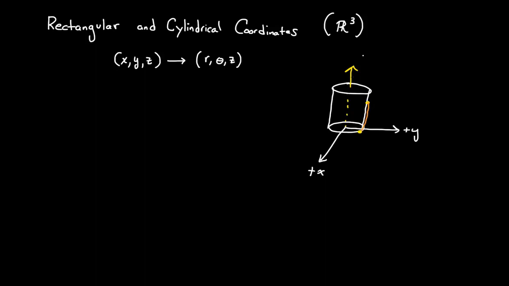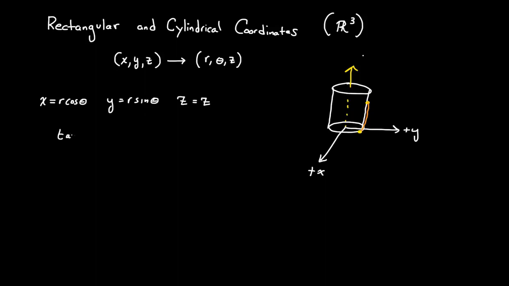So the conversion there is real straightforward. x is equal to r cosine of theta. That's the x coordinate along the circle. y equals r sine of theta, again along the circle. And then we'll just go up into the z plane, z units, up or down.